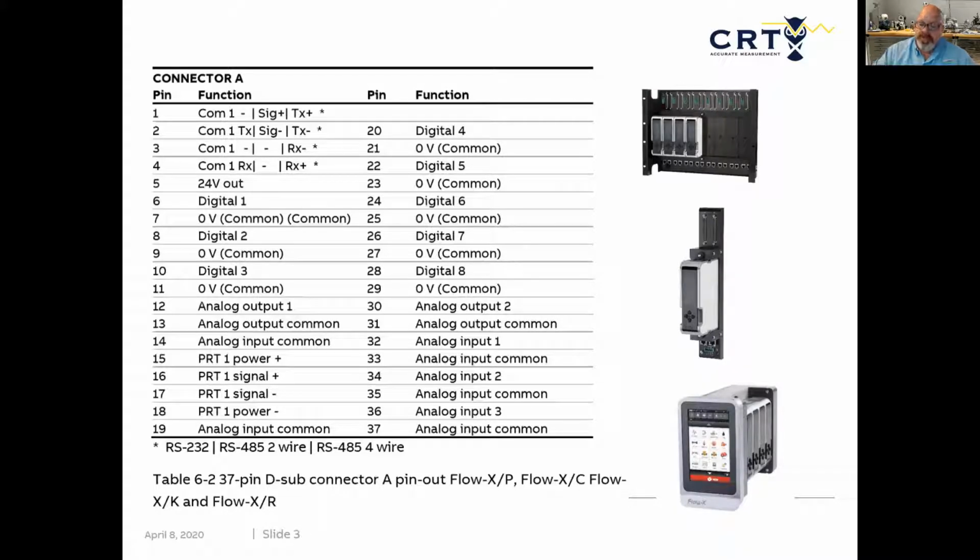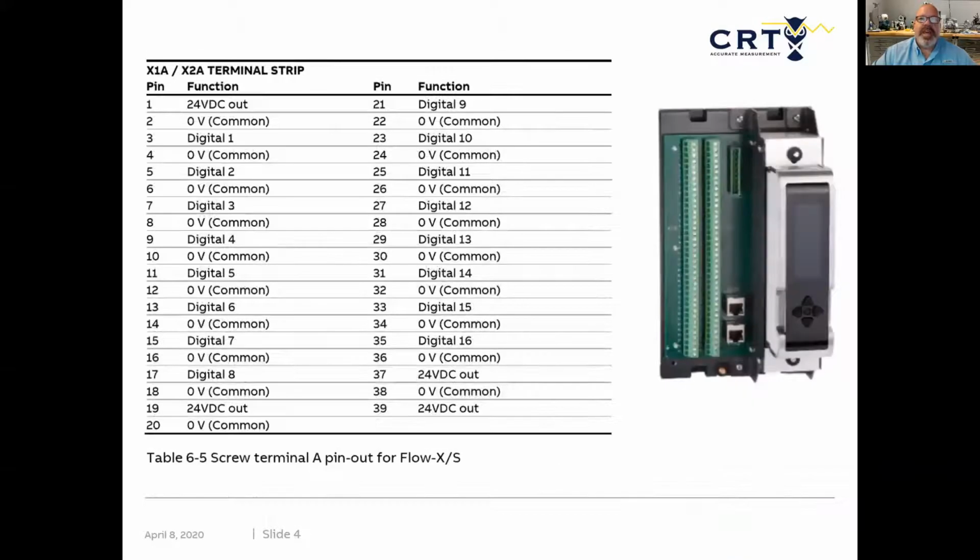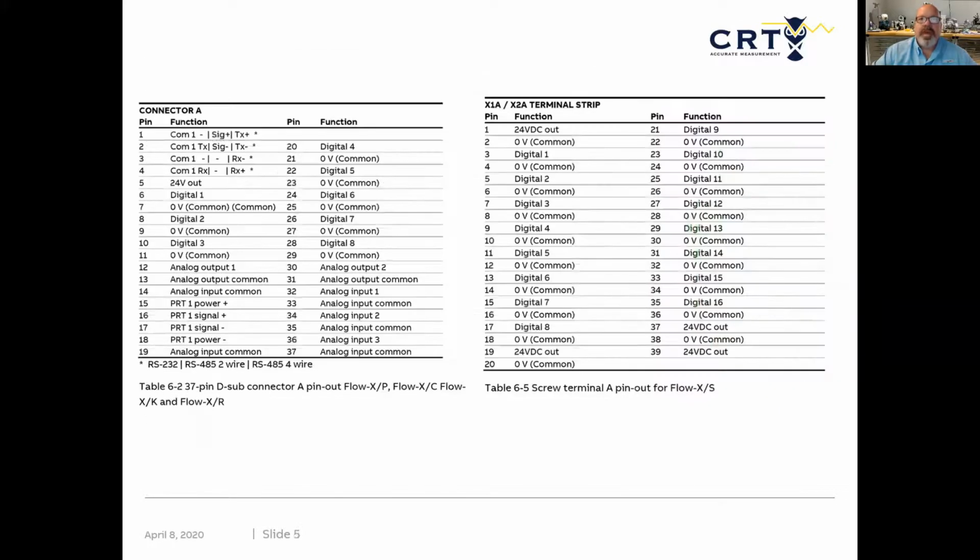But what's different is on the XS base. So the XS base, what we do is we first lay out on X1A, the terminal strip, our digitals. So you can see here that we have digitals 1 through 16, and our commons are all laid out. And then X1B will have my analog inputs, my outputs, and my communication. So there is a difference between the two bases. And this is just kind of a side by side.